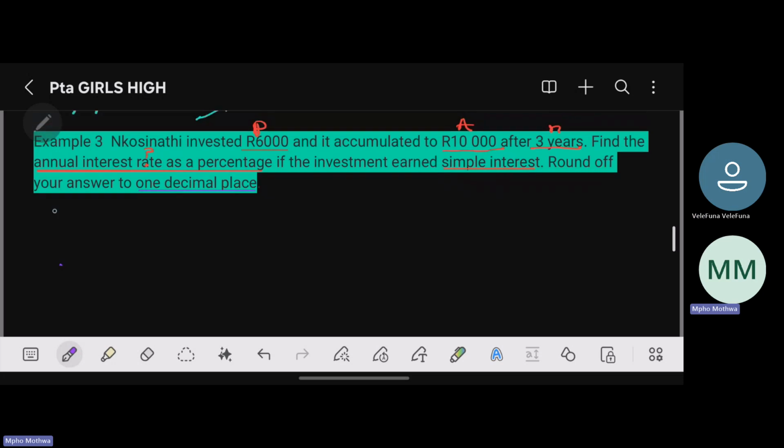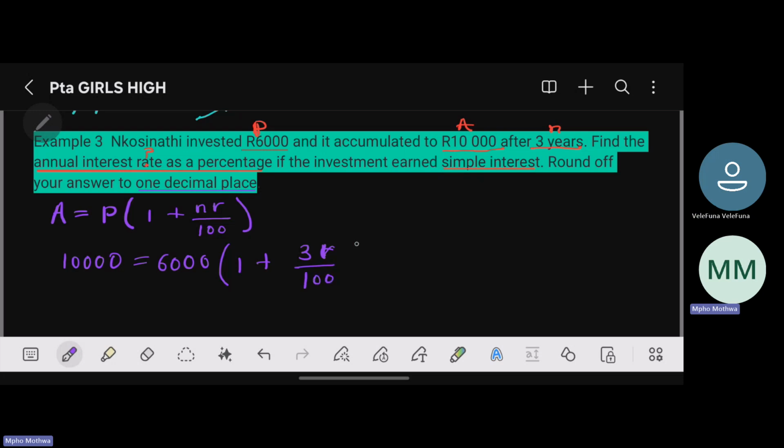Okay, this is very simple because we know that it is simple interest. I'm going to write A equals P into (1 plus NR over 100), close the bracket. What was our A? 10,000, right? Yes, sir. 10,000 equals P, 6,000 rand, open bracket, 1 plus N, 3, R, we do not know. It is the one that we are looking for, divided by 100.